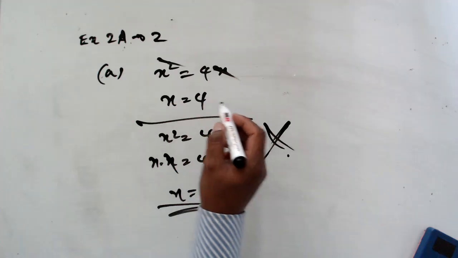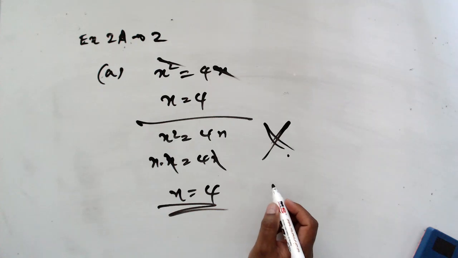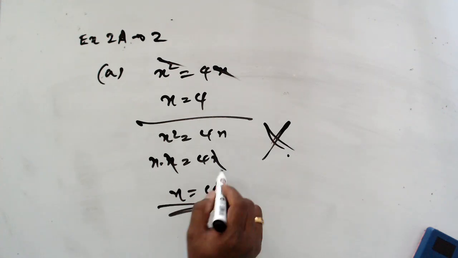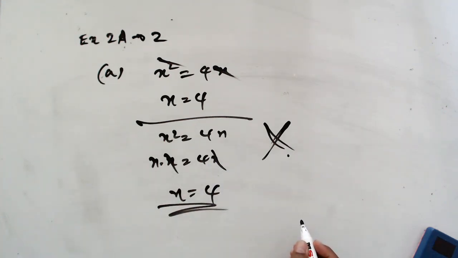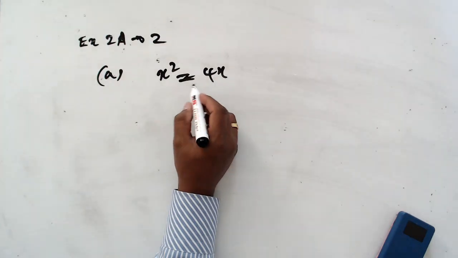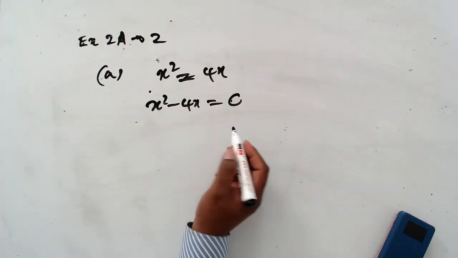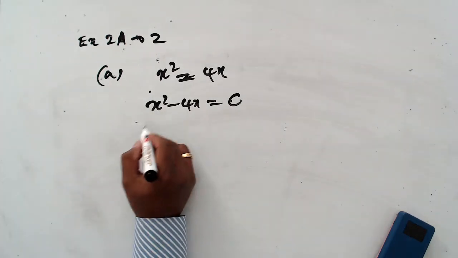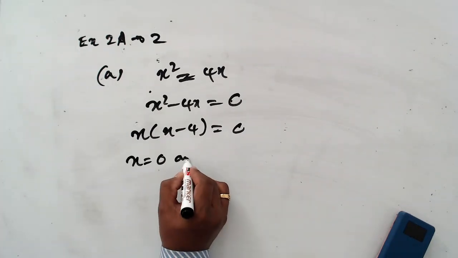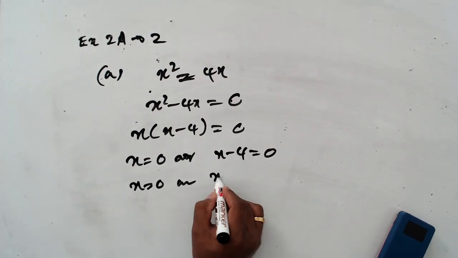This is a quadratic equation. We should have two answers. So now we destroy one answer by doing this. X square equals 4x, so you want to bring it to the left side. Then now you can see x is common, x minus 4 remains: x equals 0 or x minus 4 equals 0, so x equals 0 or x equals 4.